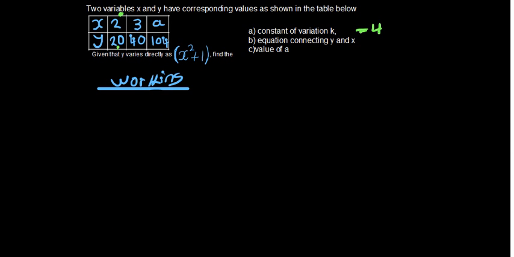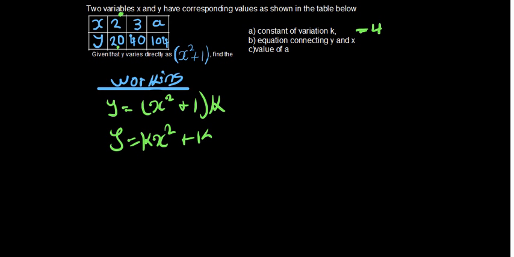So the equation connecting y and x, you can basically just write this same one. y equals k, multiplied by x squared plus 1. Sorry, not k, but 1 multiplied by the k there. Or if you want, you can expand this. That would be kx squared plus k. Still the same thing. Yeah, so that is the equation connecting y and x.